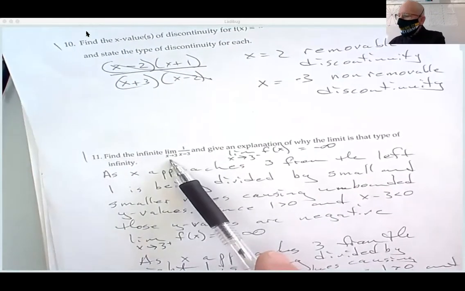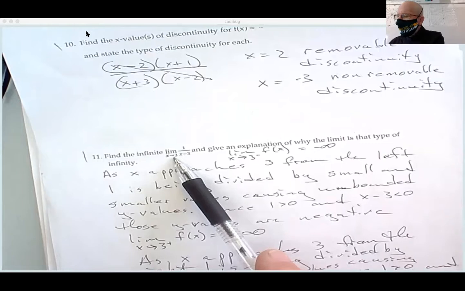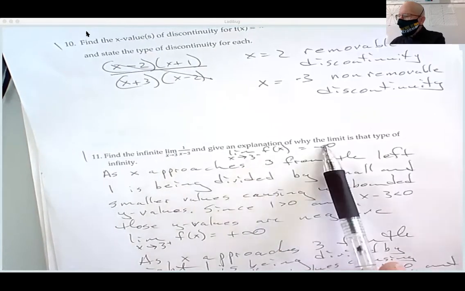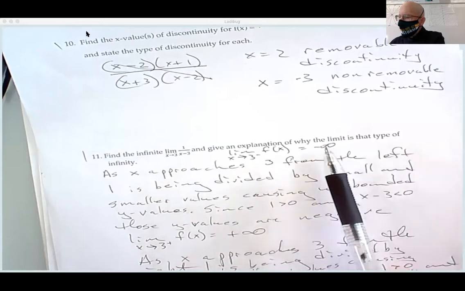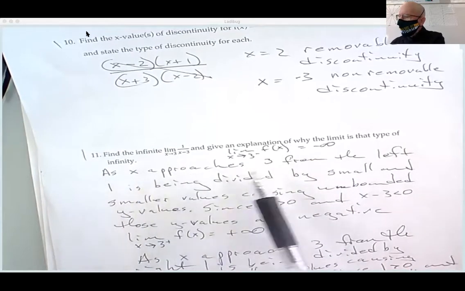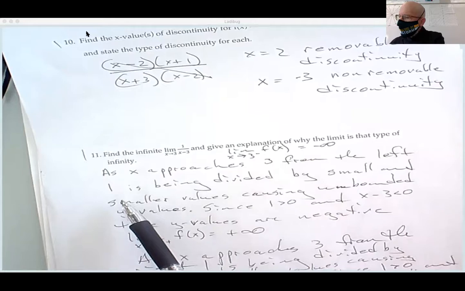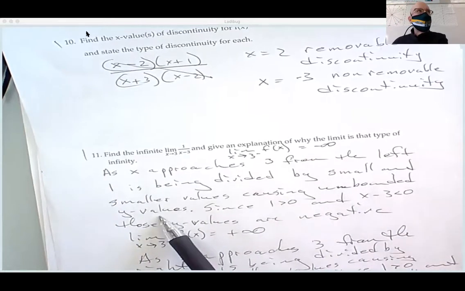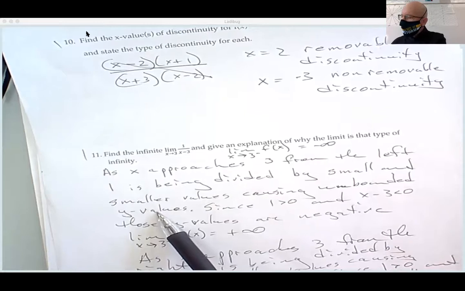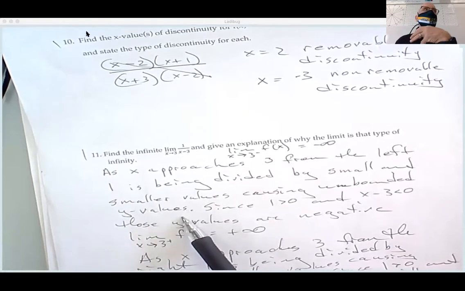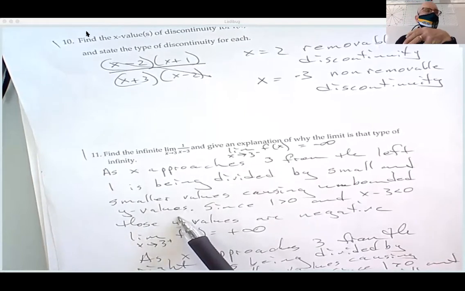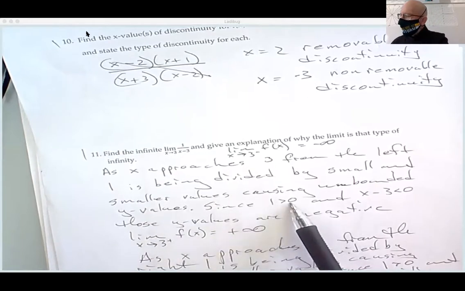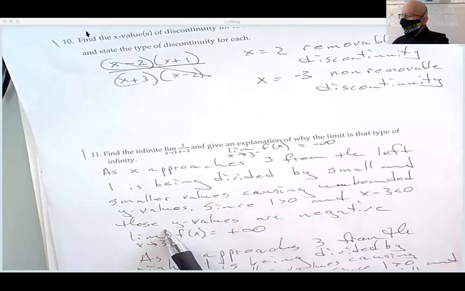So you have to approach 3 from the left. And if you approach 3 from the left, it goes to negative infinity. So I said, okay, I'm approaching from the left, it goes to negative infinity. And then I wrote it out. As x approaches 3 from the left, 1 is being divided by smaller and smaller values, causing unbounded y's. Unbounded means they're not headed to a number. Since 1 is positive and x minus 3 is negative, those y values are negative.